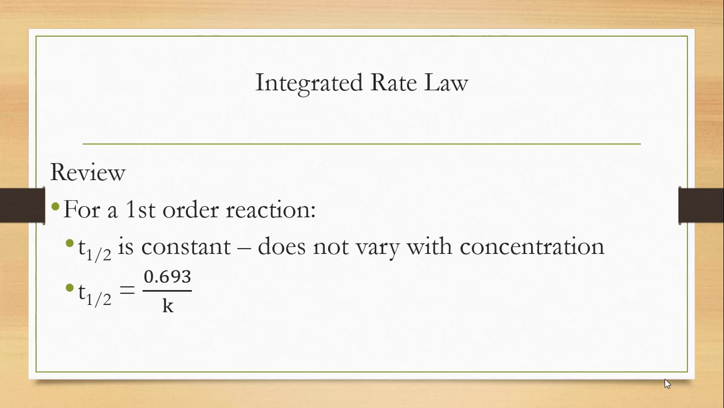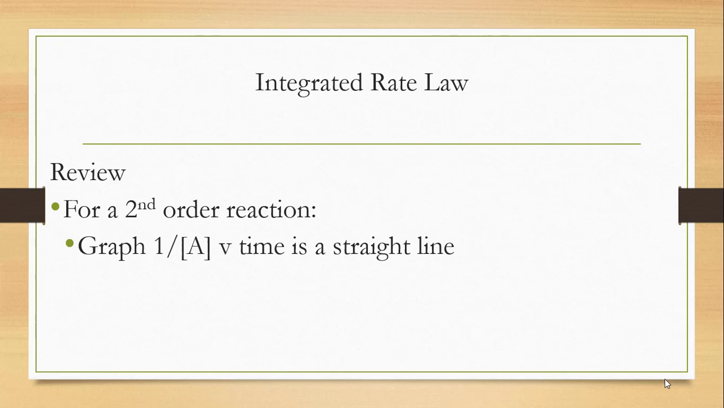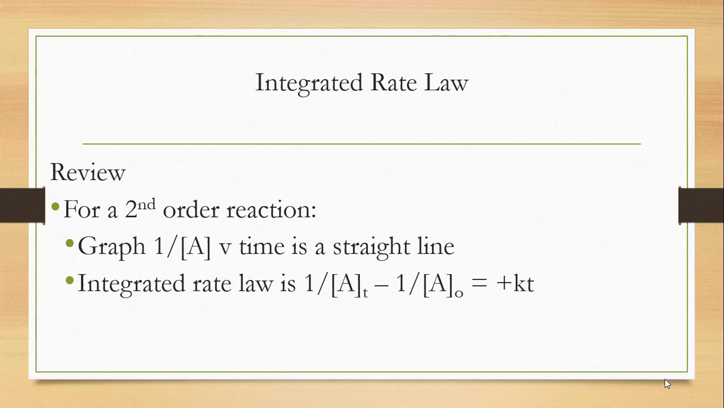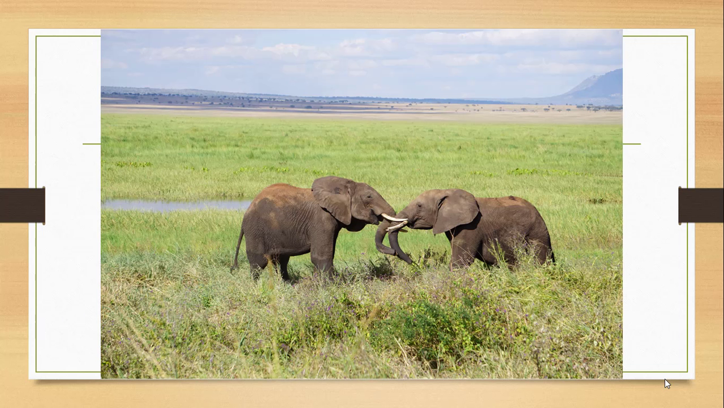If you have a constant half-life, and thus a first-order reaction, then the half-life is equal to 0.693 divided by the rate constant. For a second order reaction, the graph of 1 over the concentration of A versus time is a straight line. This is the integrated rate law, but this will be a positive slope, and so the value of the rate constant is equal to the slope. And once again, the t1/2 or the half-life is not constant, so if you have a constant half-life, it cannot be second order. So now we have covered the differential and the integrated rate law. Upcoming videos will delve more into the actual mechanisms of reactions.